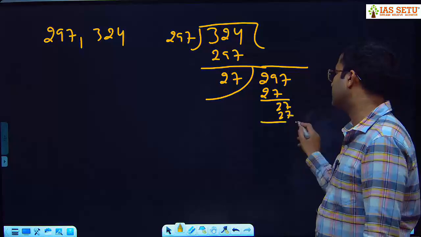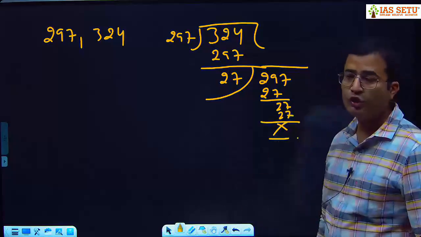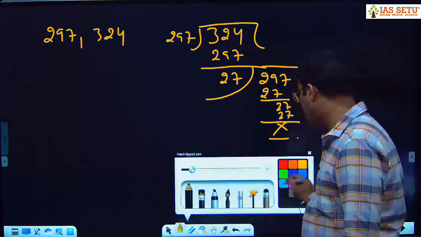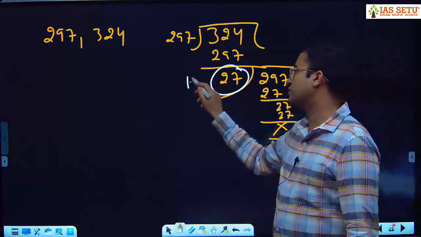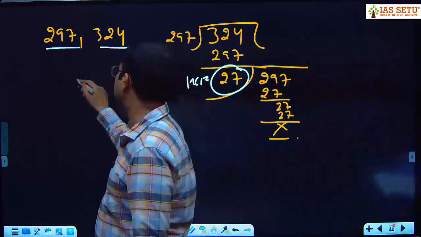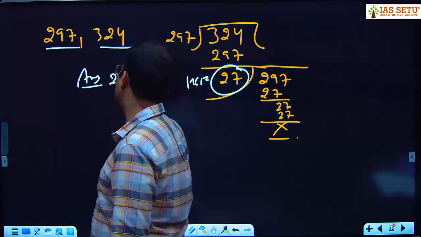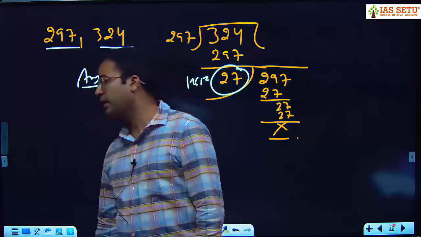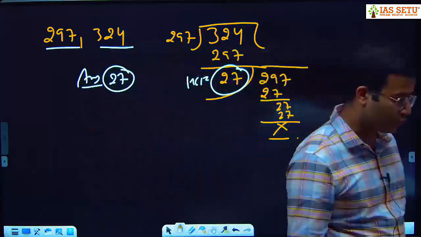It is exactly divisible. Remainder 0. The moment your remainder is 0, the last divisor is your HCF. So what is the HCF of 297 and 324? Our answer is 27. Okay, this is 27.